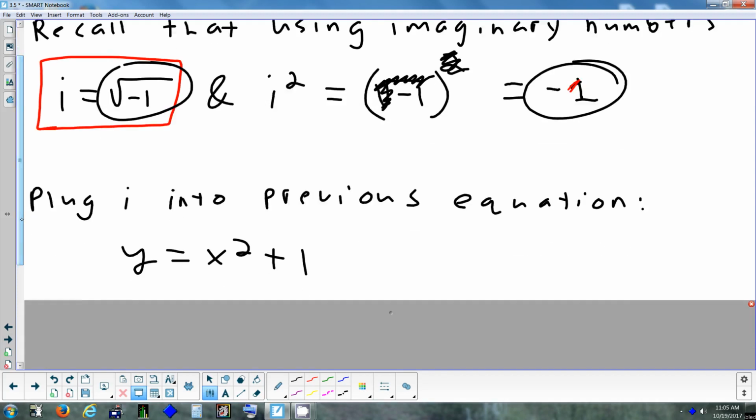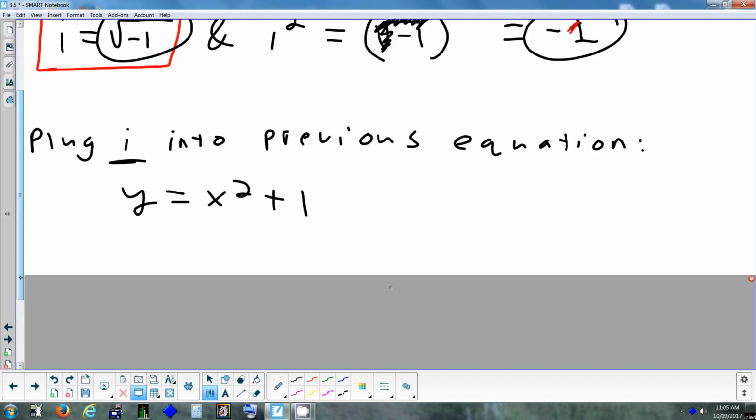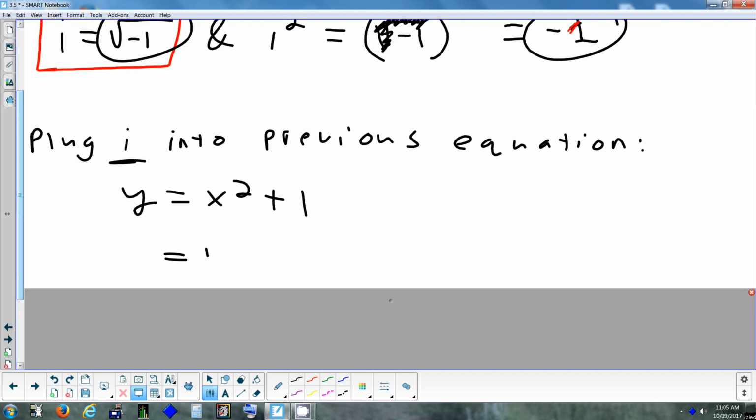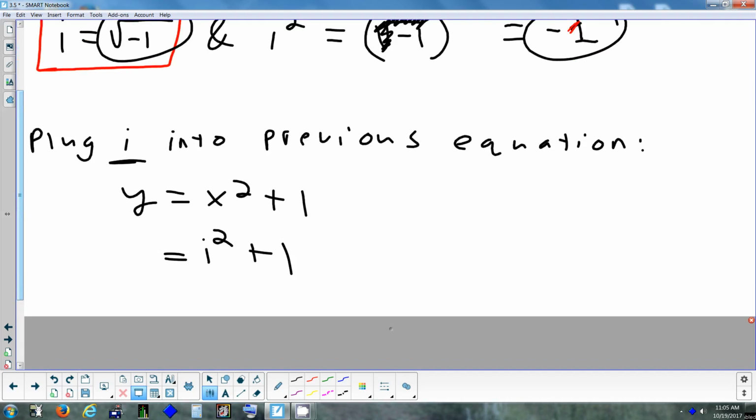So let's take a look at what happens if we plug i into the equation we just had on the other page. So I plug in i and I square it, and we add 1. What did we just say i squared is? -1. Plus 1. And what's -1 plus 1? 0. So what does that mean about i?